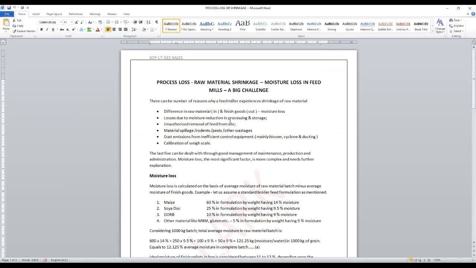We can share the documents on what the other checkpoints are that help to reduce the shrinkage in the feed mills. So that's all with my today presentation. If there are any questions, we can have a small discussion.